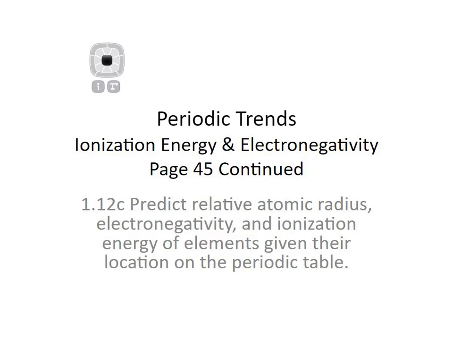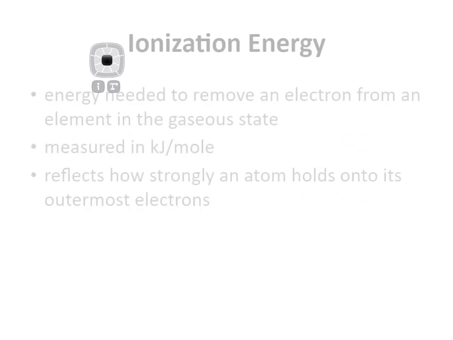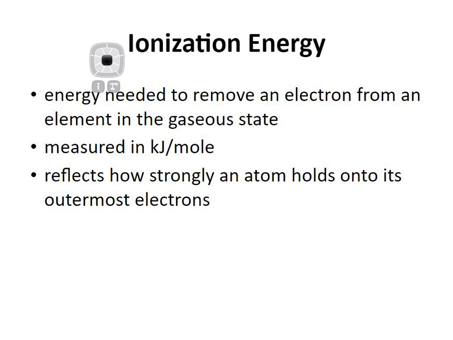So again, periodic trends for ionization energy and electronegativity. We're continuing on page 45. Okay? So the first thing for us to talk through is ionization energy. Ionization energy is the energy needed to remove an electron from an element in the gaseous state. Okay, that's the definition of ionization energy.